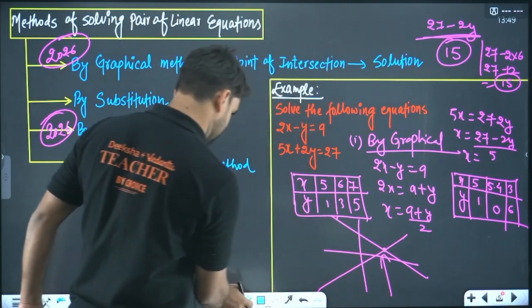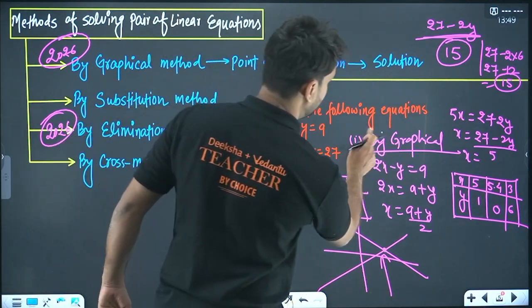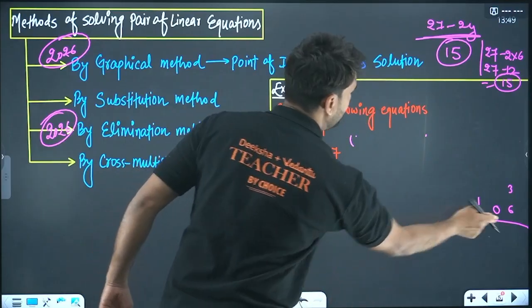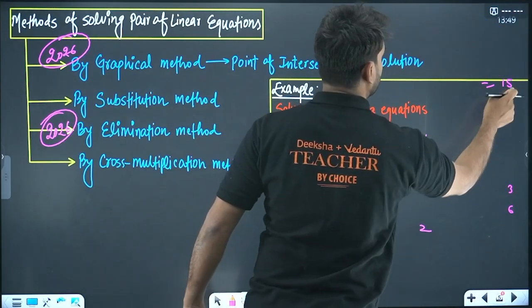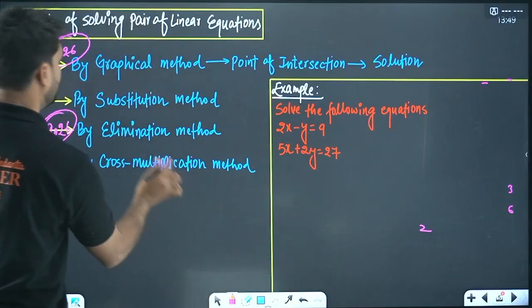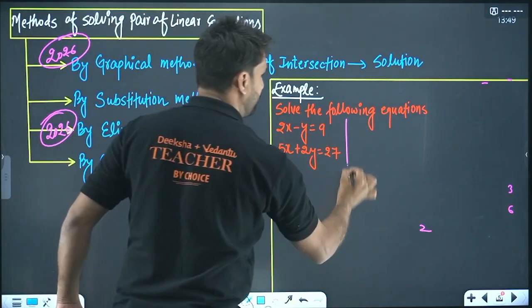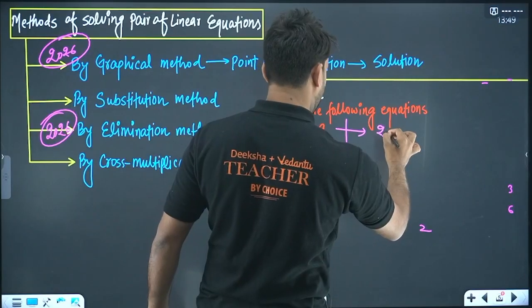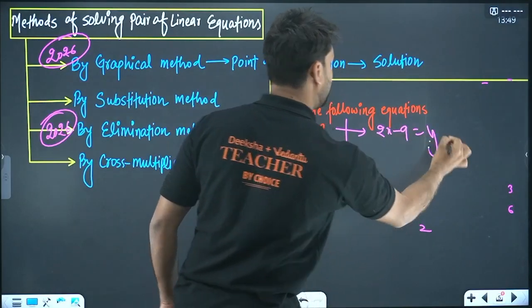By the substitution method. So let me erase this. I can use the substitution method here. I hope you all know the substitution method, my dear. So for the substitution method, what we need to do, listen. Two equations are here, right? So from the first equation, can we find that 2x minus 9 would be y.